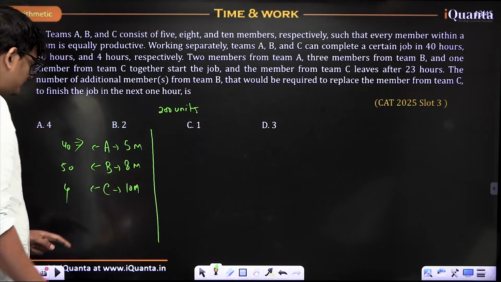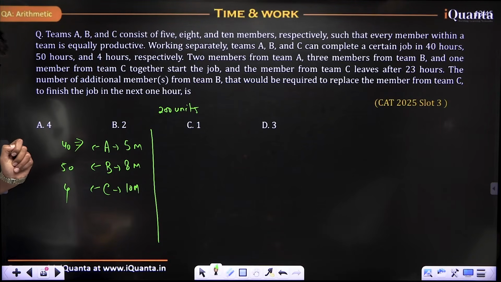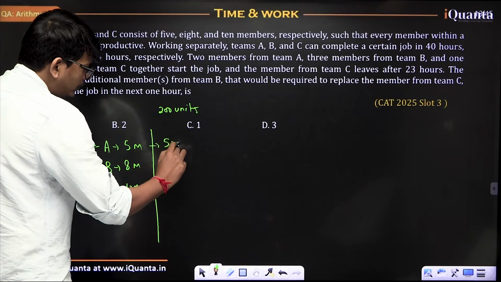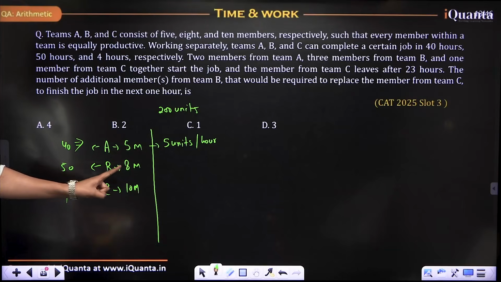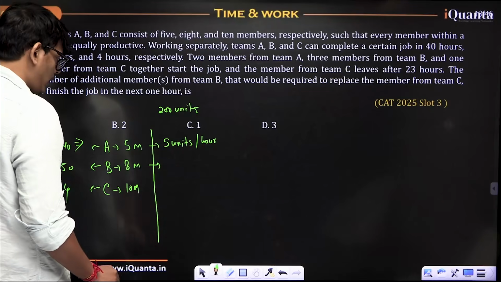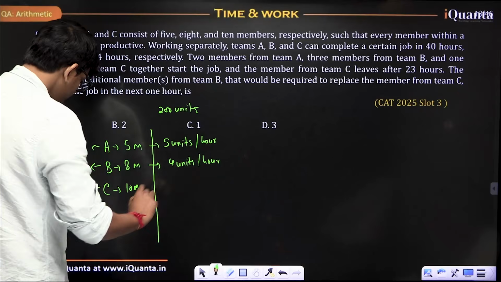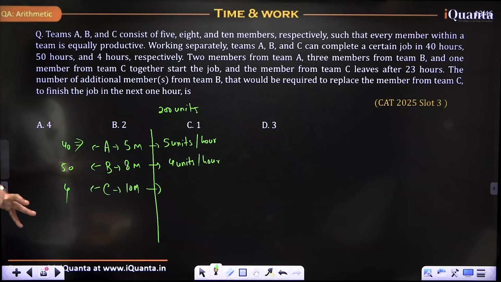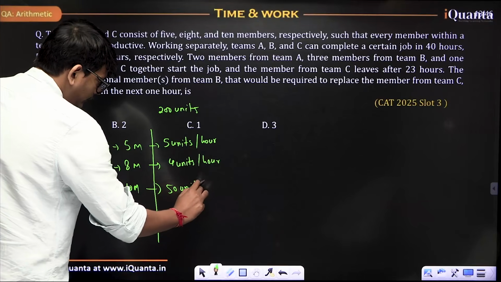So if you observe, these 5 members complete this work in 40 hours, right? So I can say these 5 members are doing 5 units of work per hour. These 8 members complete this work in 50 hours, so 4 units of work per hour. These 10 members complete this work in 4 hours, so 50 units per hour. Now these are the combined efficiency.